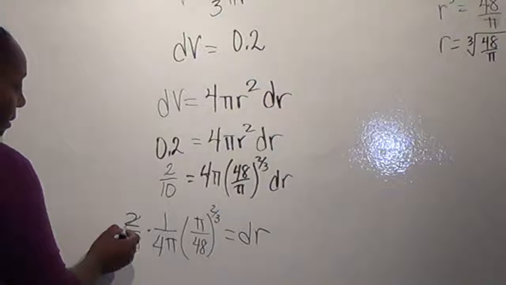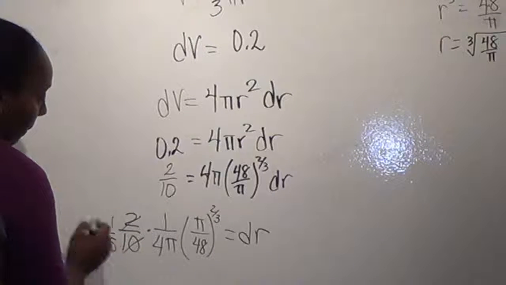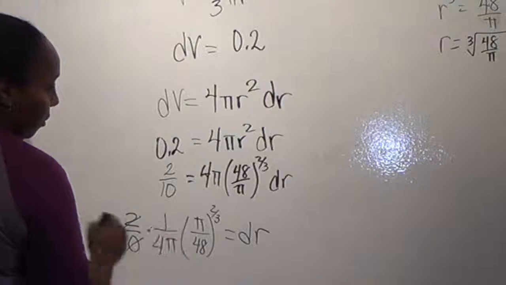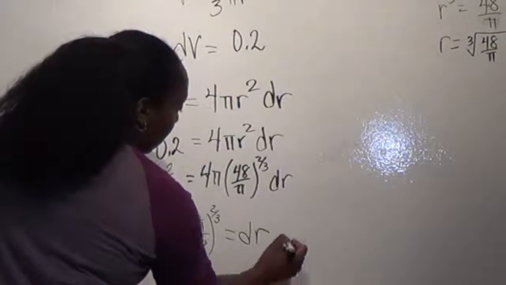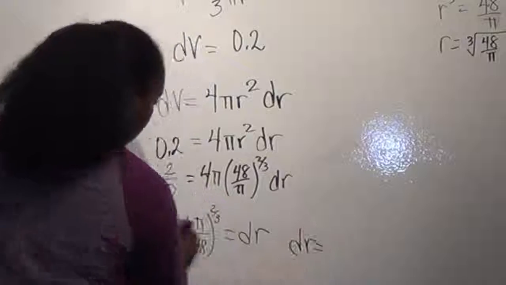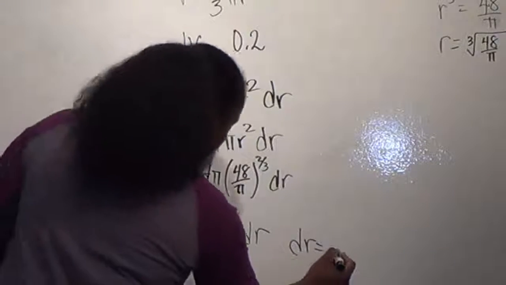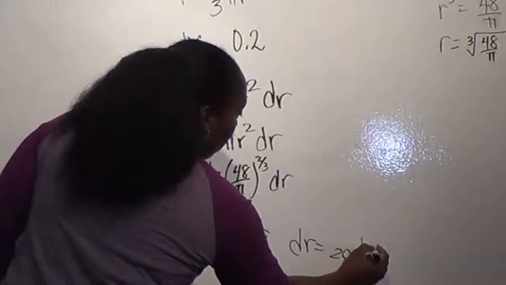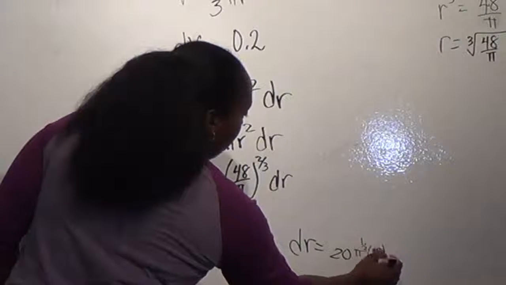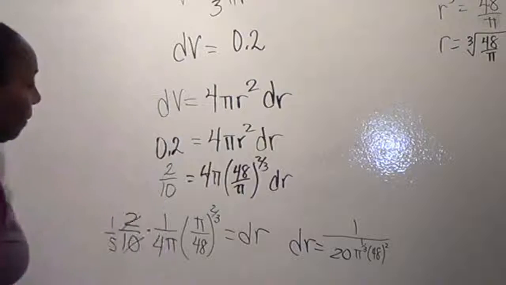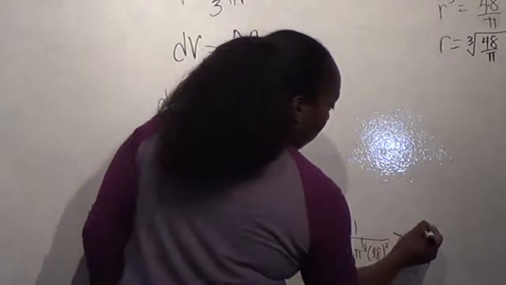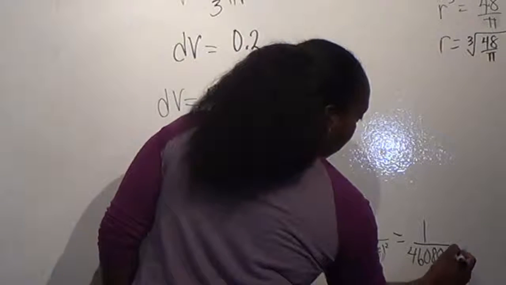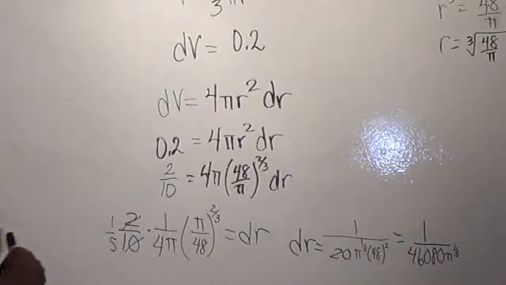So some things simplify. The pi to the 2/3 and the pi there gives us a 1/3 on the bottom. So dr so far is going to look like 20 pi to the 1/3 times 48 squared, all under 1. So there's our dr.